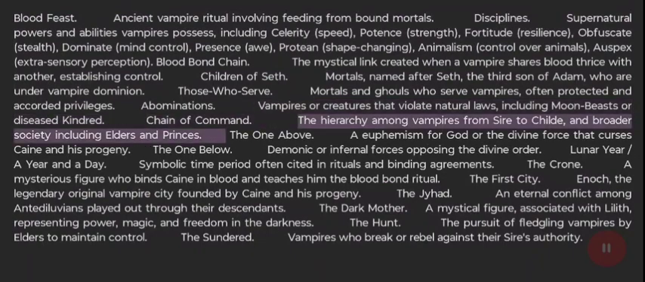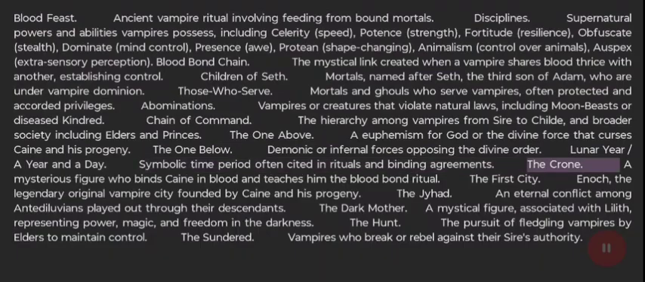Chain of command. The hierarchy among vampires from sire to childe, and broader society including elders and princes. The One Above. A euphemism for God or the divine force that curses Cain and his progeny. The One Below. Demonic or infernal forces opposing the divine order. Lunar year, a year and a day. Symbolic time period often cited in rituals and binding agreements.